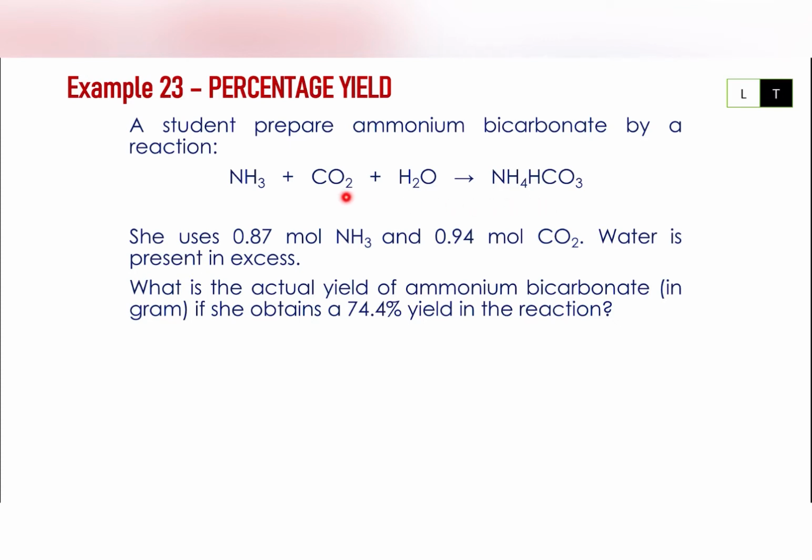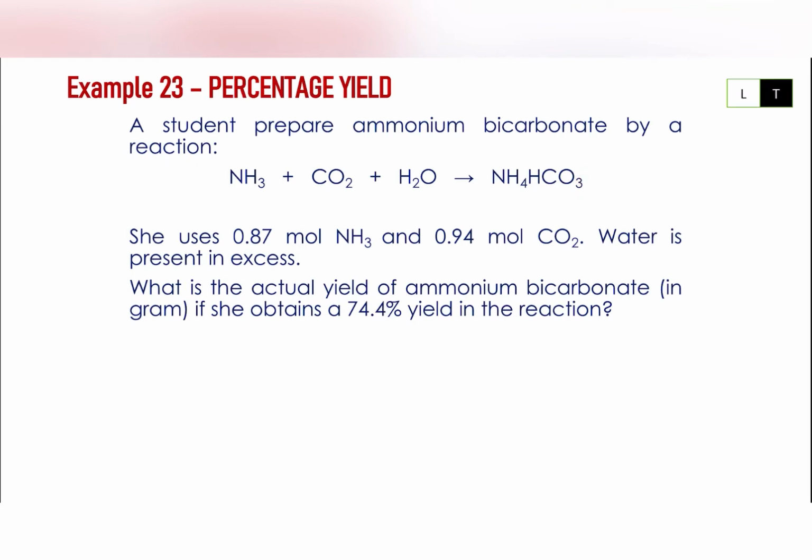Now I have carbon 1, and I got nitrogen 1. Same goes here. Next, I have hydrogen 3 plus 2, 5, and I got 5 here as well. And last but not least, I have oxygen here 2 plus 1, 3 at the left, and I got 3 at the right. So this equation is balanced.